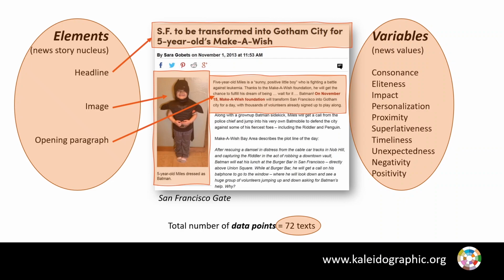And we also wanted to look multimodally at the text, which meant that we were looking at these three elements of the text. So looking at the headline, looking at the image, and looking at the opening paragraph and analyzing that for these 10 variables. Looking at the construction of these 10 news values over these three elements over 72 texts. So as you can see, this is quite complex discourse analysis that we are carrying out here.